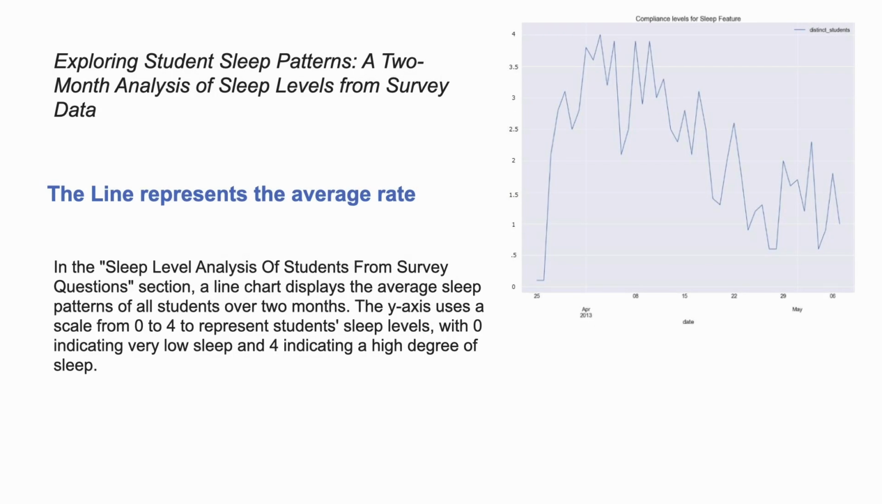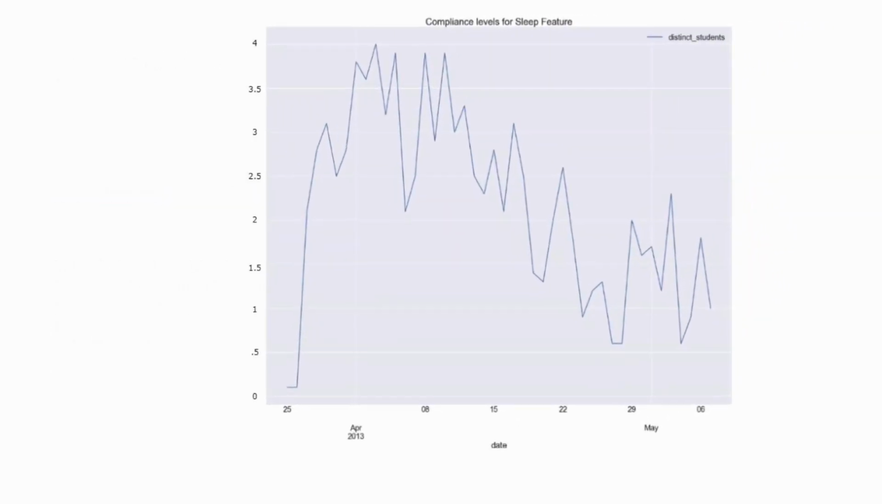Next, we are interested in exploring student sleep patterns, a 2-month analysis of sleep levels from survey data. The line in the graph represents the average sleeping rate. In the sleep level analysis of students from survey questions section, a line chart displays the average sleep patterns of all students over 2 months. The y-axis uses a scale from 0 to 4 to represent students' sleep levels, with 0 indicating very low sleep and 4 indicating a high degree of sleep. Let's take a closer look to understand it better.